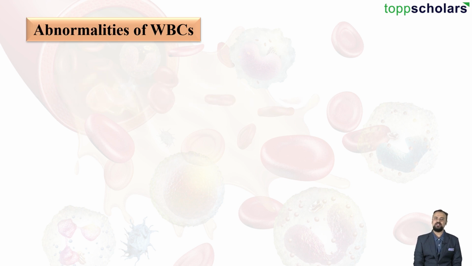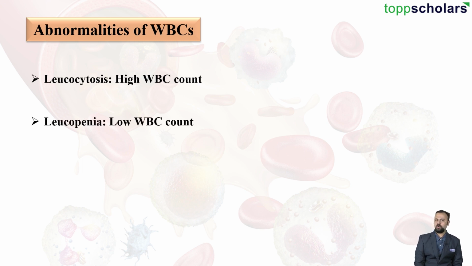Other than this students, let us see some abnormalities of WBCs. Sometimes the white blood cell count becomes very high. It is called leukocytosis. Sometimes it becomes very low. Then it is called leukocytopenia, or we can just term it as leukopenia.